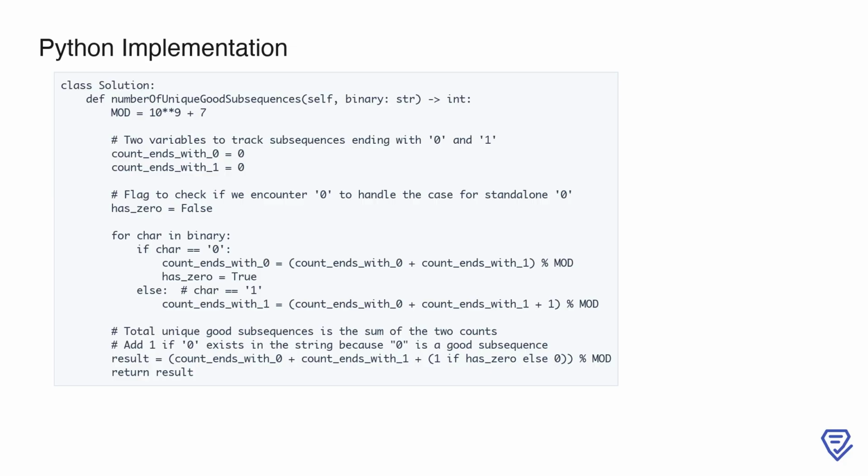3. Final calculation. After processing the entire string, the total number of unique good subsequences is the sum of count_ends_with_0 and count_ends_with_1. If the binary string contains 0, we add 1 to account for the subsequence 0. Finally, we return the result modulo 10^9 + 7. This approach ensures that we efficiently count all unique good subsequences in linear time, O(n), where n is the length of the binary string. It also handles edge cases like strings containing only zeros or ones seamlessly.